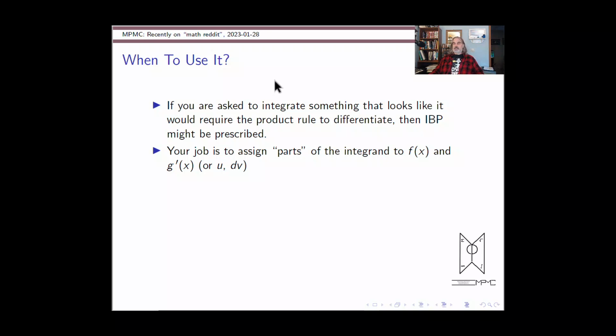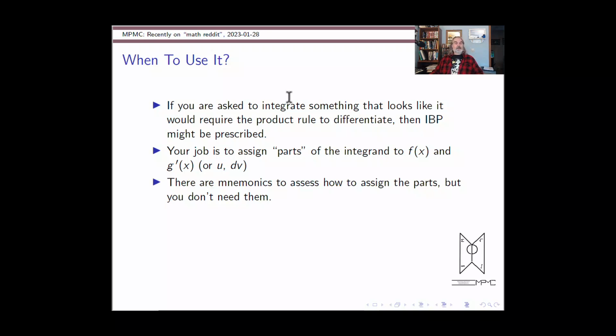The idea is for integration by parts to turn a complicated integral into a slightly easier integral. It doesn't solve it directly. You still have to evaluate the second integral that you come across, but if it's used well, the second integral is easier.